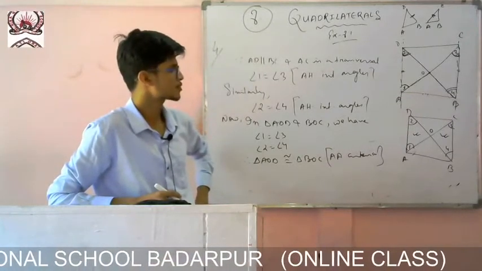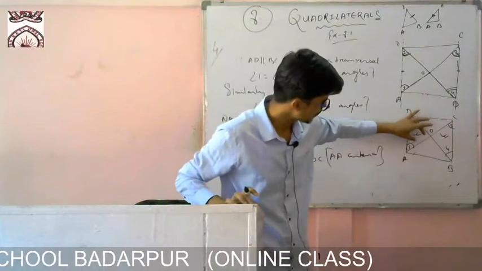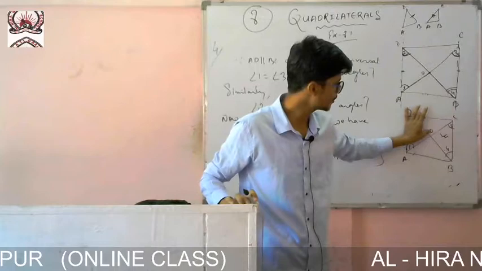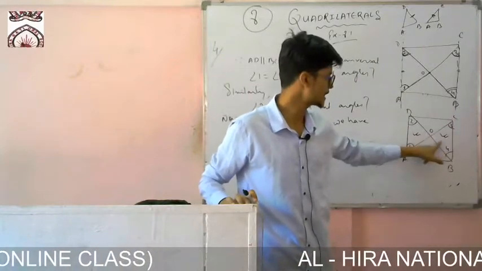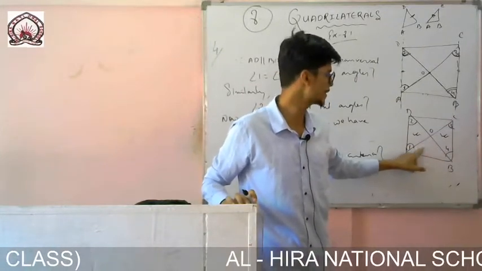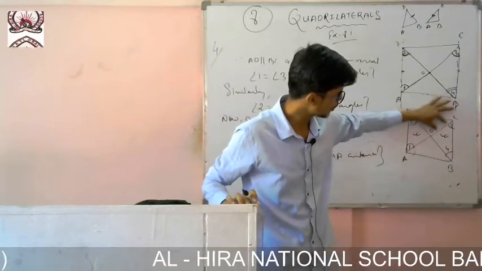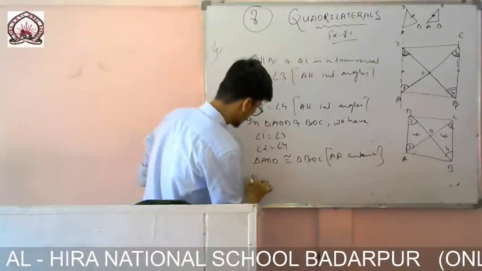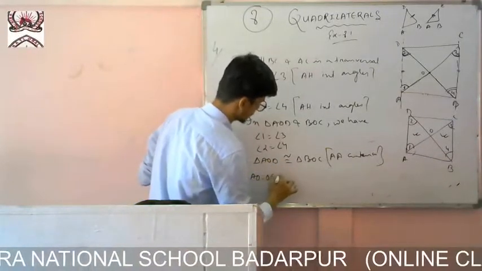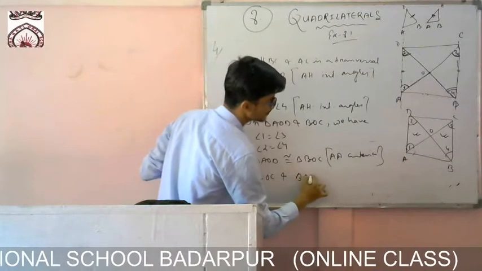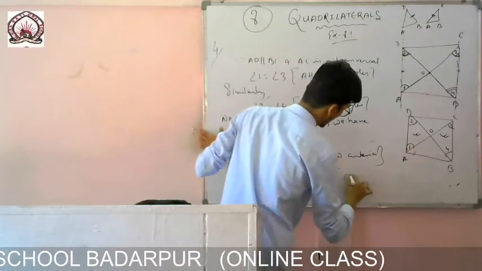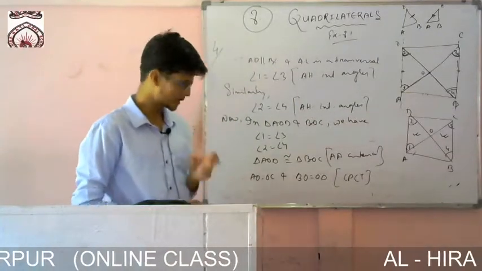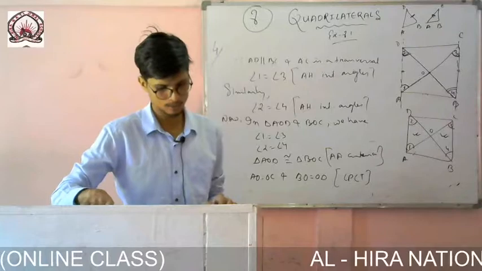If these two triangles are equal, then their corresponding parts also will be equal. That is AO will be equal to OC and BO will be equal to OD. So I can write therefore AO is equal to OC and BO is equal to OD. There you write CPCT, corresponding parts of congruent triangles. So we have shown that they are bisected equally also.